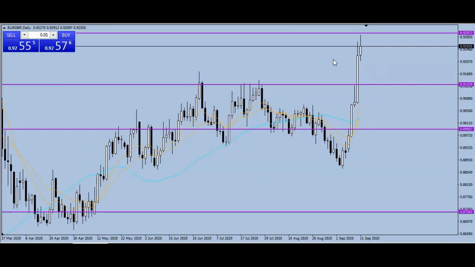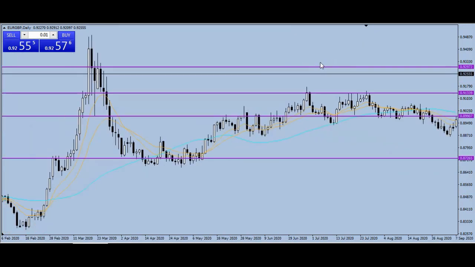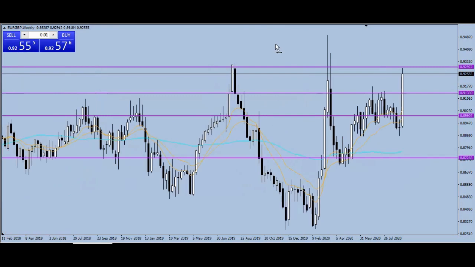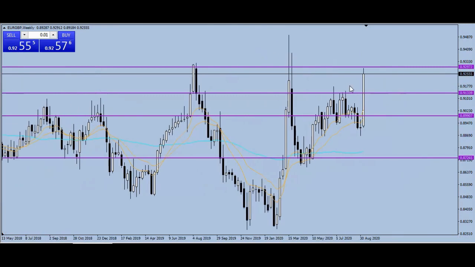But now price is right on a very important resistance level, and even though it has not been active for a few months, I think throughout the year, the last time price got to this level was in January this year, and before then was in August last year. But the level is still a very important level, and price is right there once again.